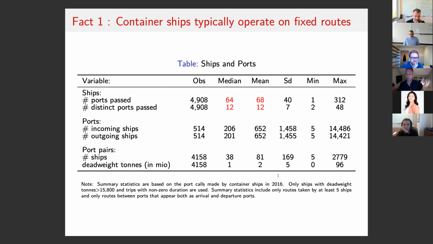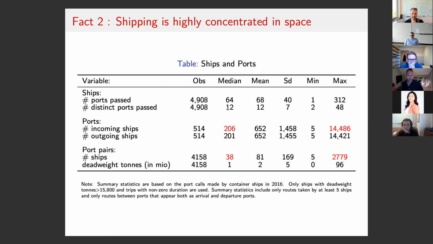I guess you already saw on the first picture that these container ships typically operate on fixed routes. And you can see that clearly in this table. In the first two rows you have the total number of ships, around 5,000 ships. The median ship passes 64 ports in a given year, but the number of distinct ports is only 12, right? So it basically goes back to the same port about five times in a given year.